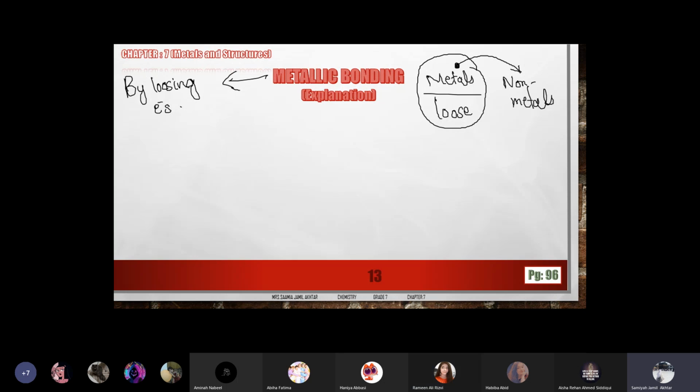Metals lose the electrons, but there is no one to take that electron, so the lost electron just moves randomly into the area. It starts moving into the whole structure. Let's take the example of, for example, sodium.